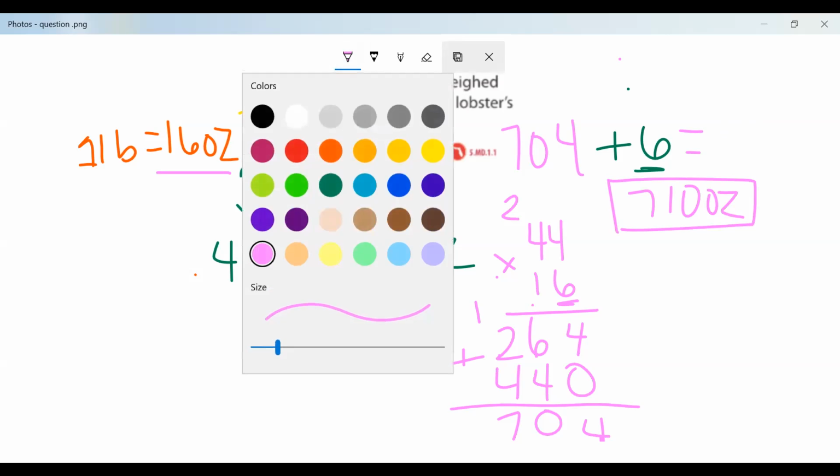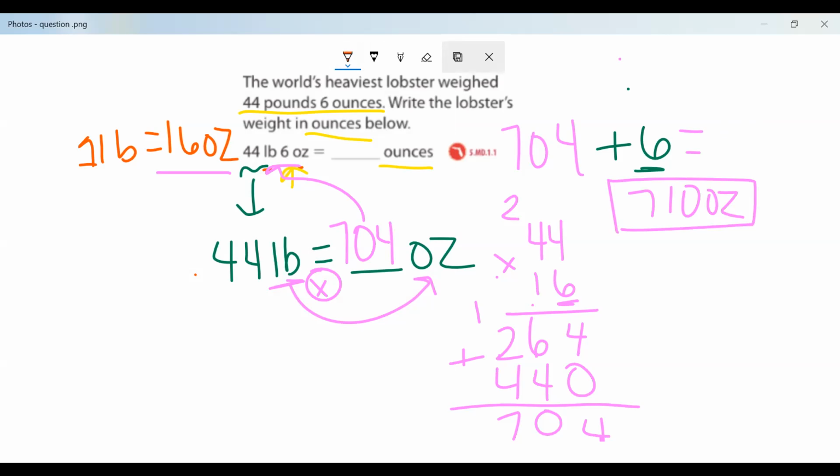So again, when you're going larger to smaller, you're going to multiply, and when you're going smaller to larger units, you're going to divide. All right, I hope this helps.